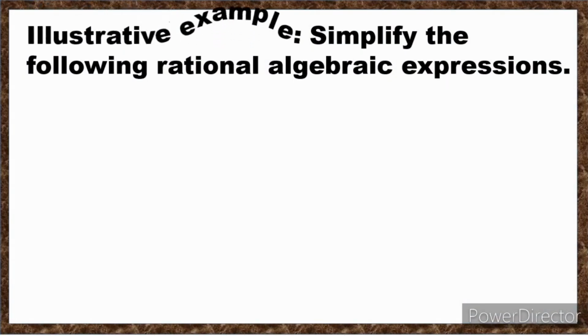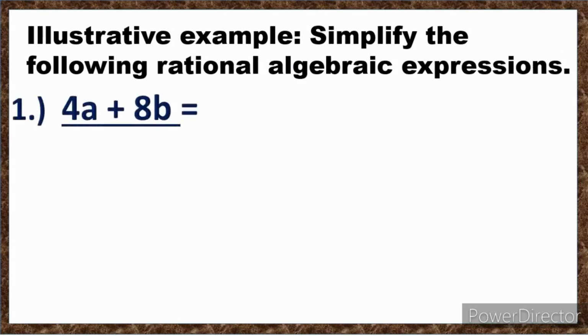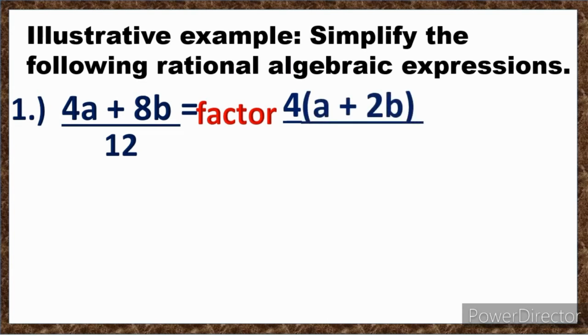Okay, now let's start. Illustrative example. Simplify the following rational algebraic expressions. Number 1, 4a plus 8b over 12. Okay, so the first step is to factor both numerator and the denominator. The common factor of 4a and 8b is 4. So we factor out 4. Then 4a divided by 4 is equal to a, and 8b divided by 4 is equal to 2b. Okay, we factor out the common and we apply the greatest common monomial factor.